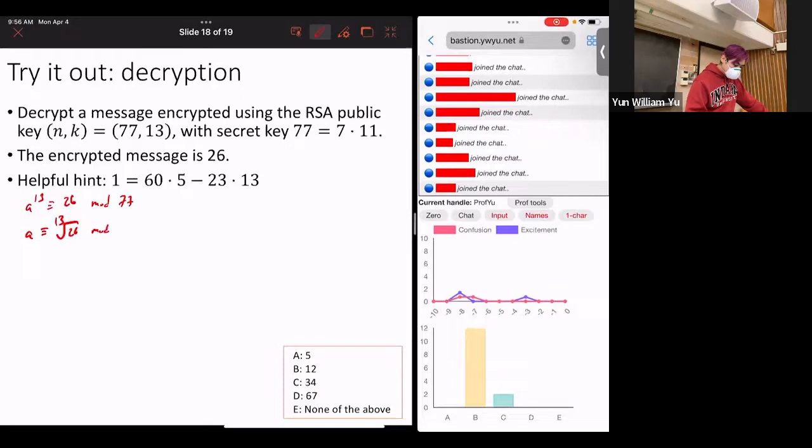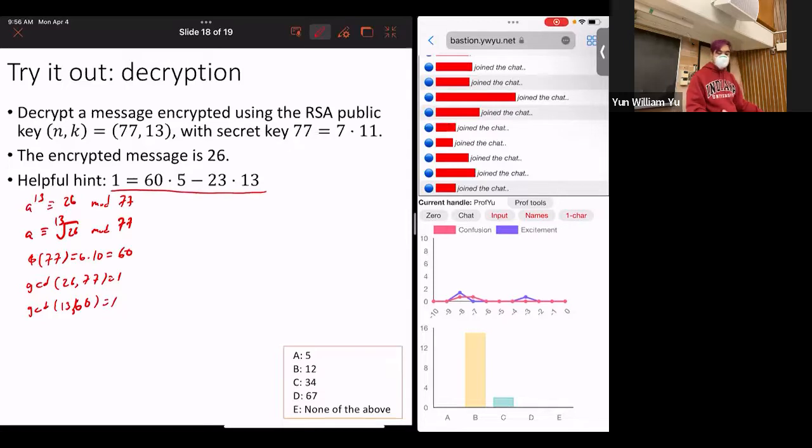26 mod 77. And we know phi of 77 is equal to 6 times 10, which is equal to 60, because we know the prime factorization. We can check that the GCD of 26 and 77 is equal to 1, and the GCD of 13 and 60 is equal to 1. And because I gave you this combination, which I won't be doing on the final exam, so make sure you can do that.